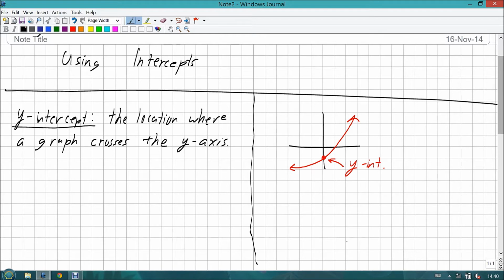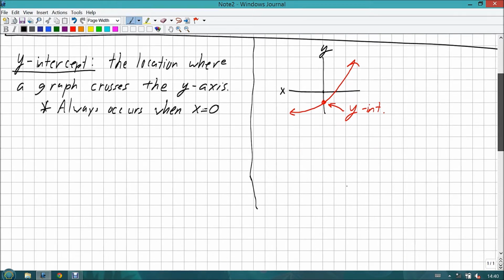Now, a cool thing about the y-intercept that you should probably know is the y-intercept always occurs when x is equal to 0. This is an x and y graph, where the x-axis is the horizontal axis and the y-axis is the vertical axis. So when it says the location where the graph crosses the y-axis, it will always occur when our x is 0, because that's the location of our y-axis. Now let's move on to the next thing.